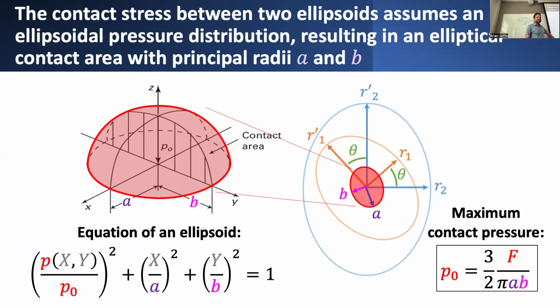assuming now not just a spheroidal distribution of pressure, but rather an ellipsoidal distribution. Slightly more general, but it ends up being an equally simple expression for the maximum pressure. It just looks like this. So take the force, divide by area, and then also include a factor of 3/2. Fairly simple. Okay.